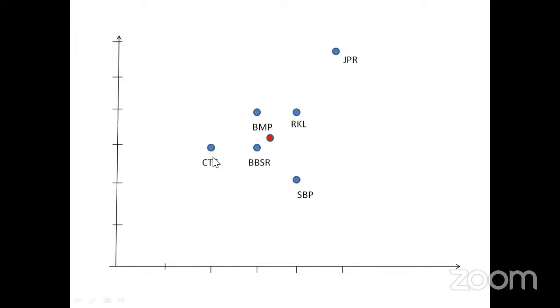Next come Cuttack and Bhubaneswar locations. Cuttack has 300. So I gave 200 and 300, that is 500. Bhubaneswar has 400. That makes 900. 900 is more than 750. So I stop there. That is the y coordinate of the proposed warehouse.